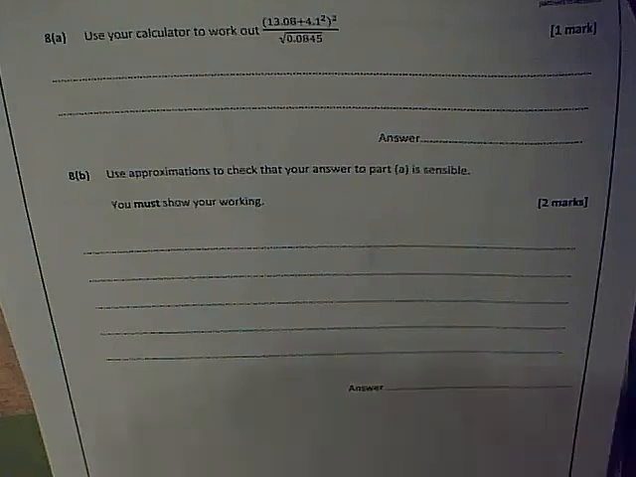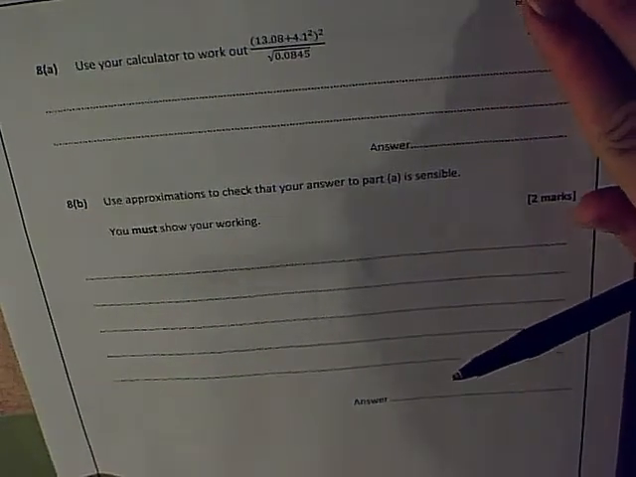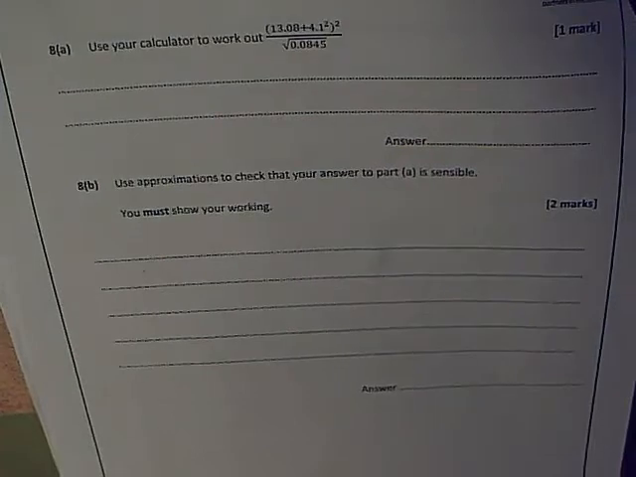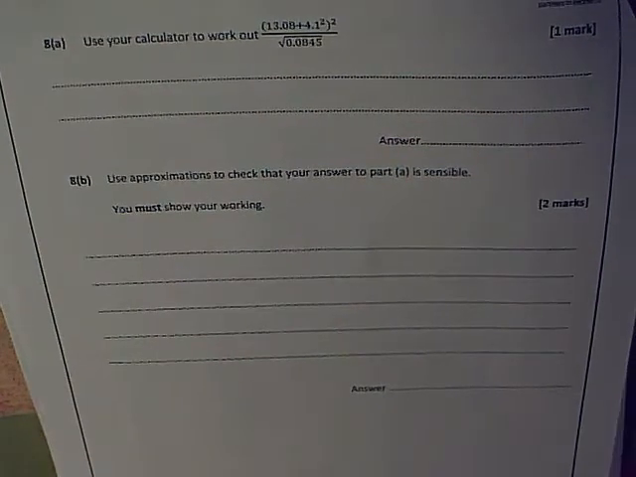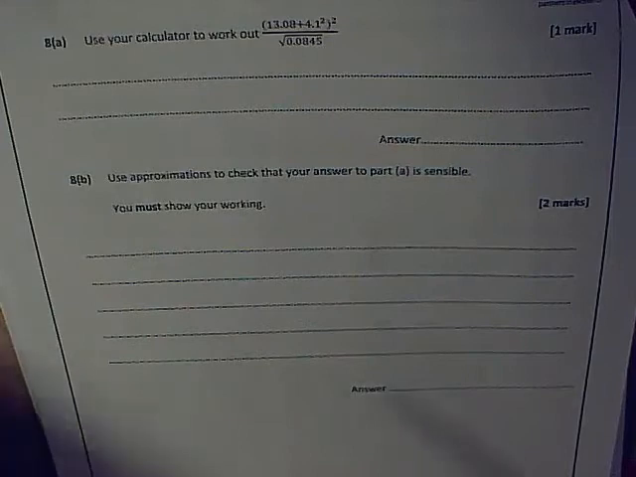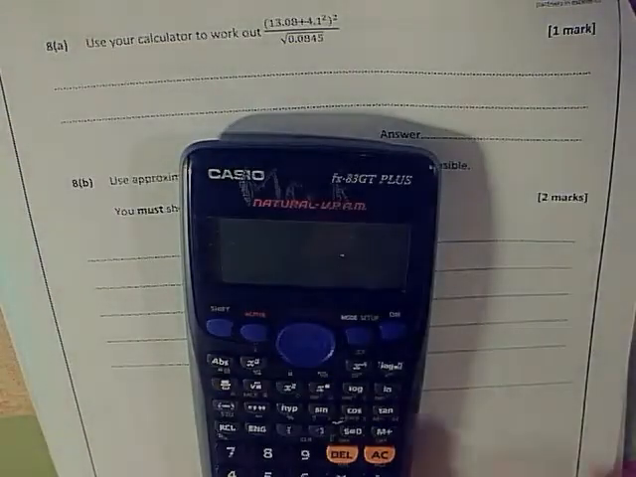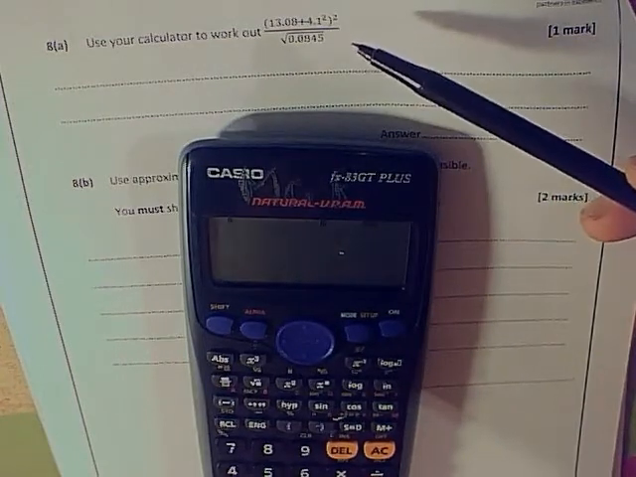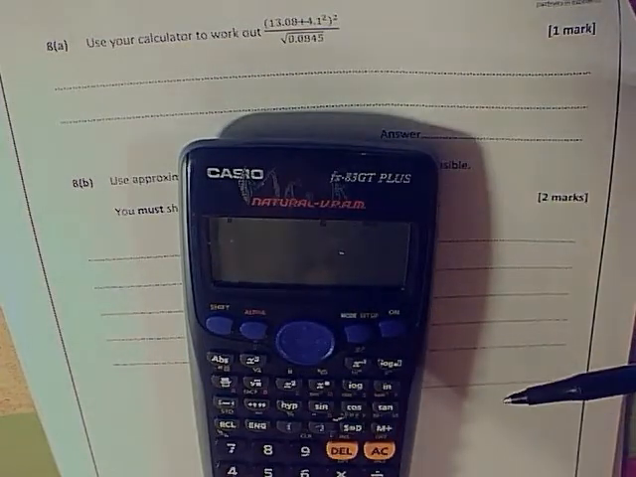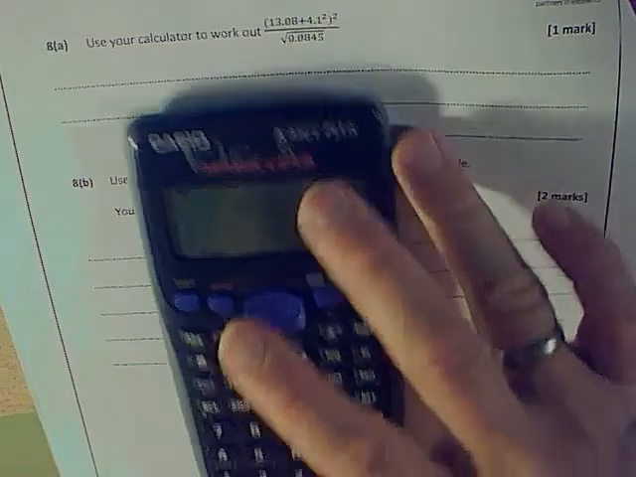Okay, question 8a. Use your calculator to work out 13.08 plus 4.1 squared, and then all of that squared, divided by the square root of 0.0845. Okay, so it's just a matter of inputting into the calculator properly. We should be able to replicate this precisely. I hope it will come out correctly if I do.